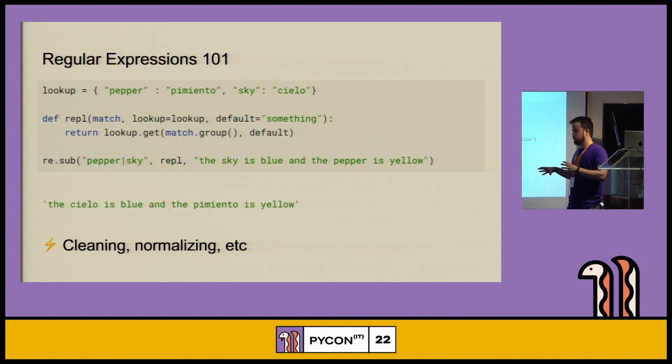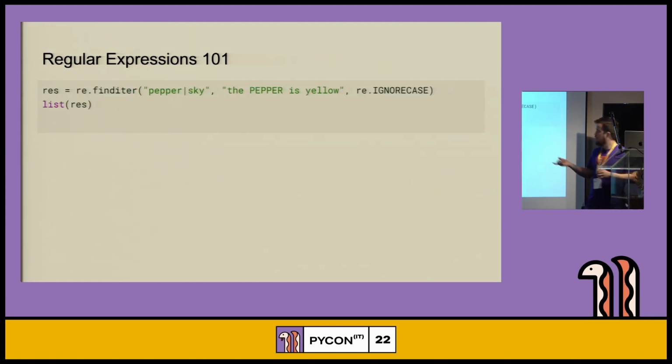This is very useful for text mining, for cleaning. For example, you can replace all the punctuation symbols by space to clean text, or you can replace all different spellings of a word by a normalized one. Finally, all these methods that we have seen before receive an optional parameter that is a flag. In this case, this flag is ignore case, and it's basically telling the method that it should match regardless of the case. So here, pepper is all uppercase, and we can see that it matches.